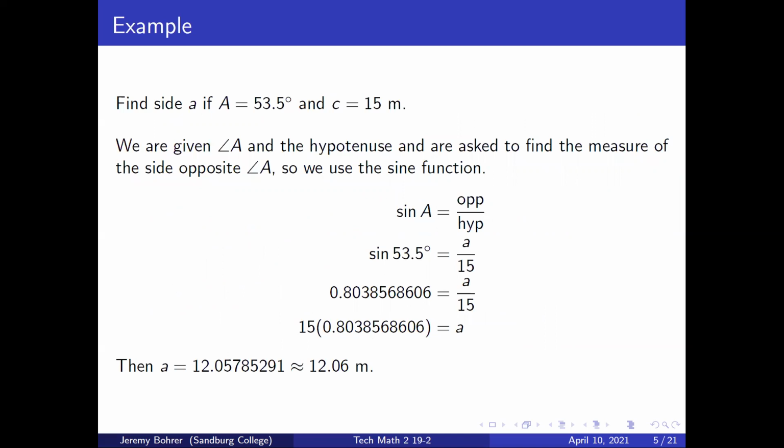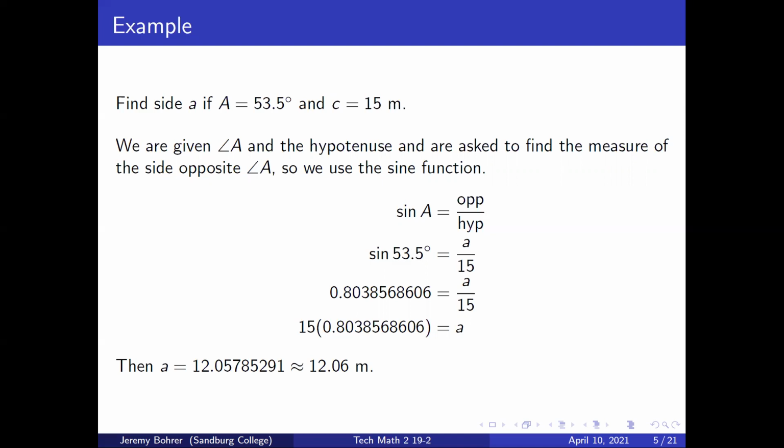Find side a if angle A is 53.5 degrees and c is 15 meters. We are given angle A and the hypotenuse and are asked to find the measure of the side opposite angle A, so we use the sine function. Sine A equals opposite over hypotenuse. So sine 53.5 equals a over 15.